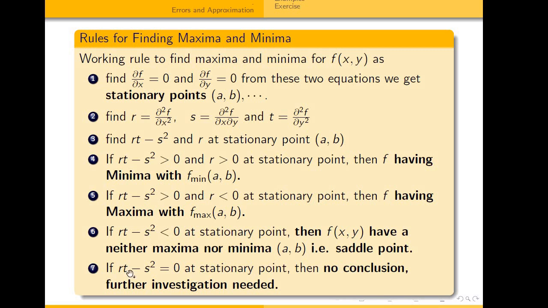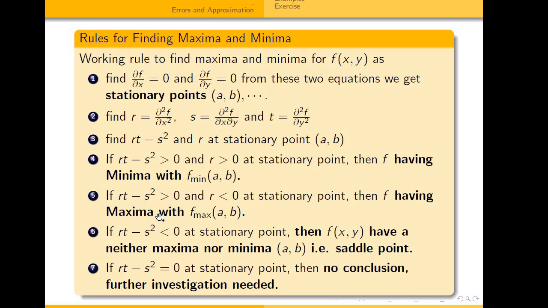Now remember, if rt minus s square is equal to 0, then no conclusion is possible. Rt minus s square greater than 0: then we have to check conditions on r. This r is either greater than 0 or less than 0. If r is greater than 0, then minima is there, and if r is less than 0, then maxima is there.